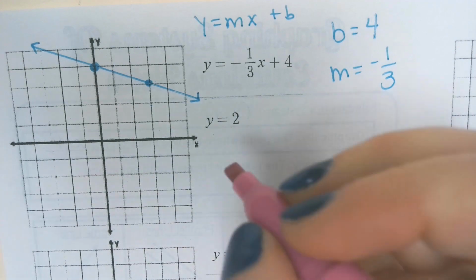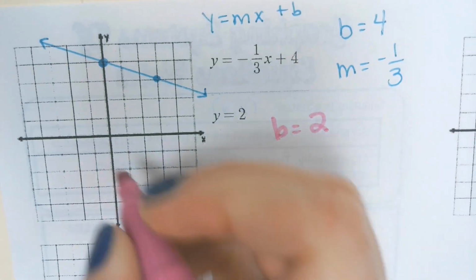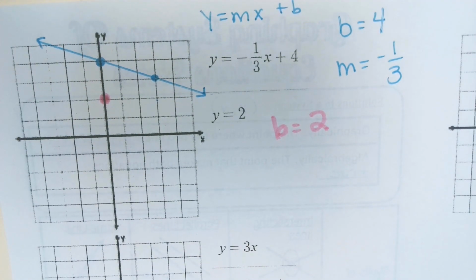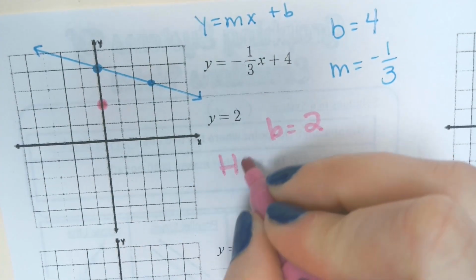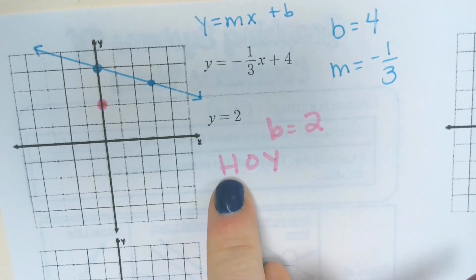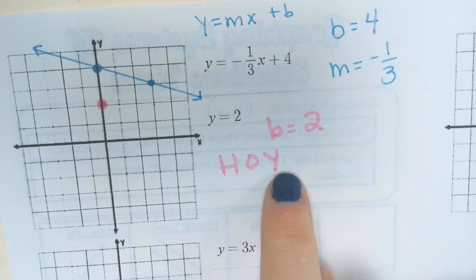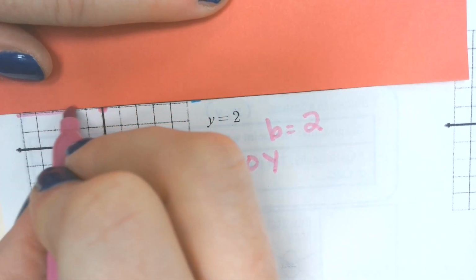Okay, now the next one, y equals 2. So that means the b value is 2. So you're going to start on 2. It doesn't have a slope. It says y equals. Remember HOI? HOI stands for horizontal line, 0 slope, y equals a number. So we are going to draw a horizontal line through here.